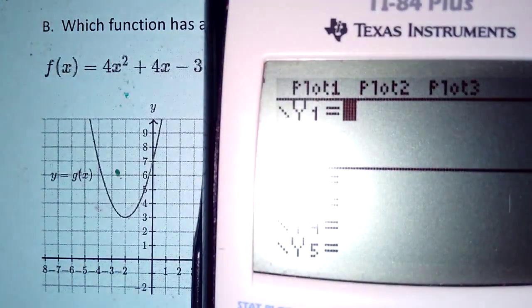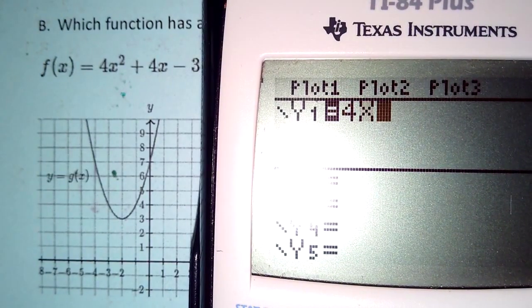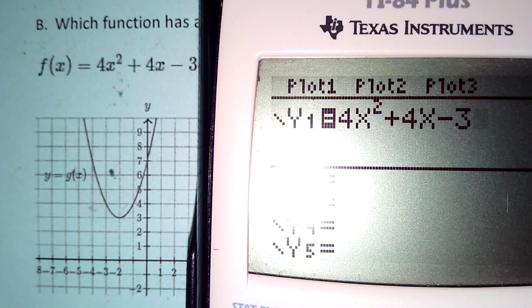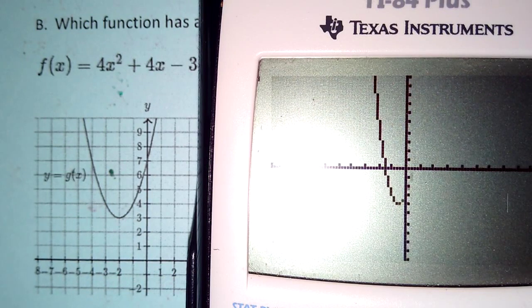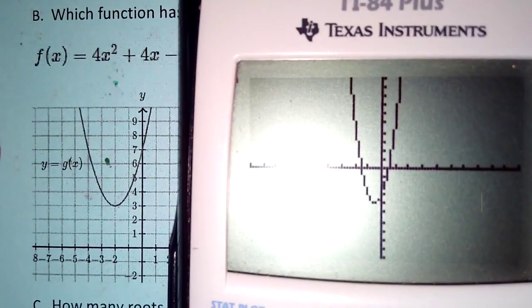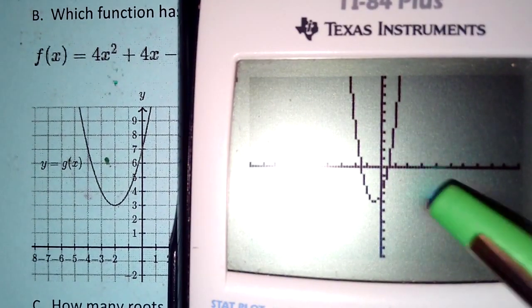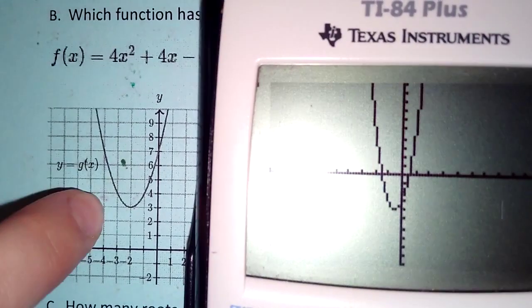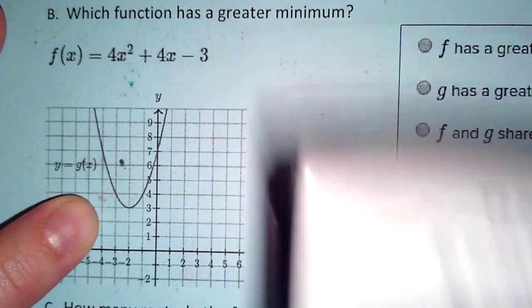Oh, I got a little dark. 4x squared plus 4x minus 3. And your iPad calculator does do this as well. Oh, nice. Now, if I look at the graph, it says which function has a greater minimum. Function G. Which one? The one on my calculator or the one on the paper? Paper. The one on the paper has a higher minimum. G has a greater minimum.